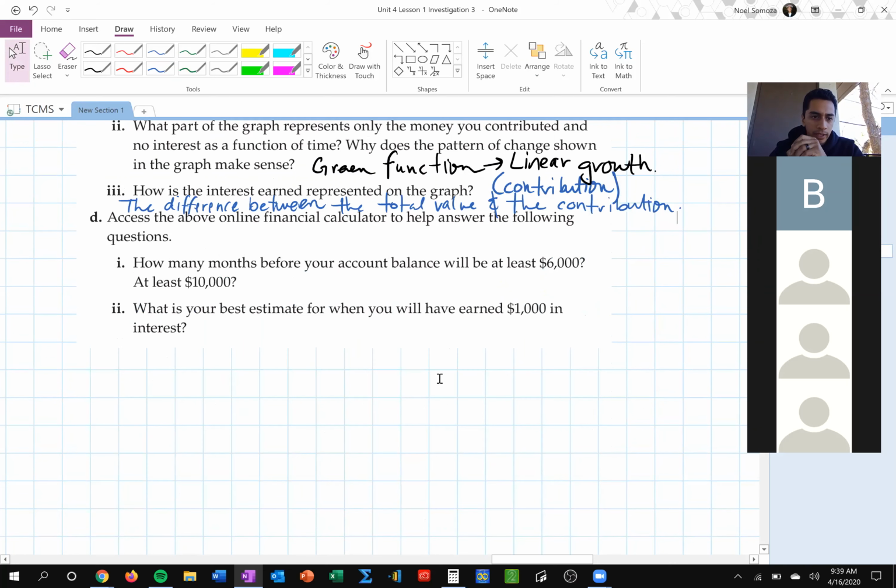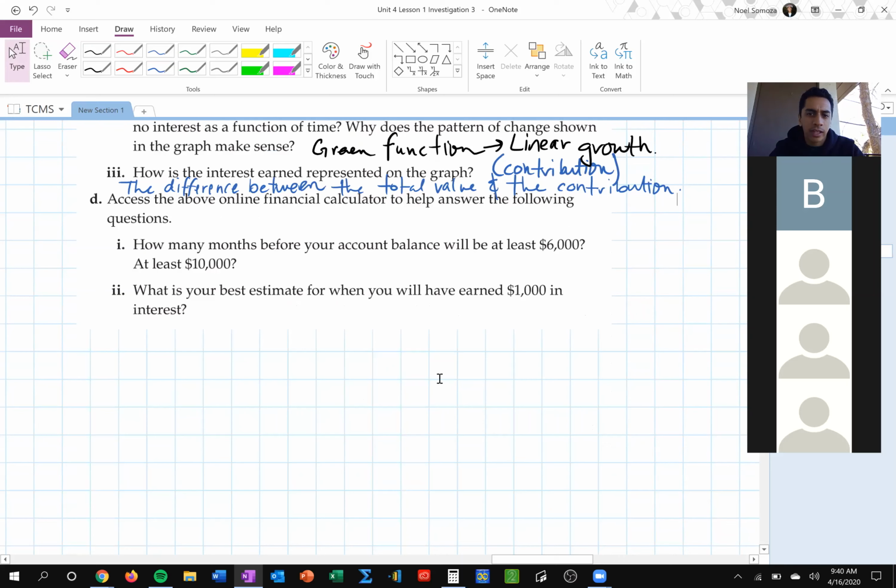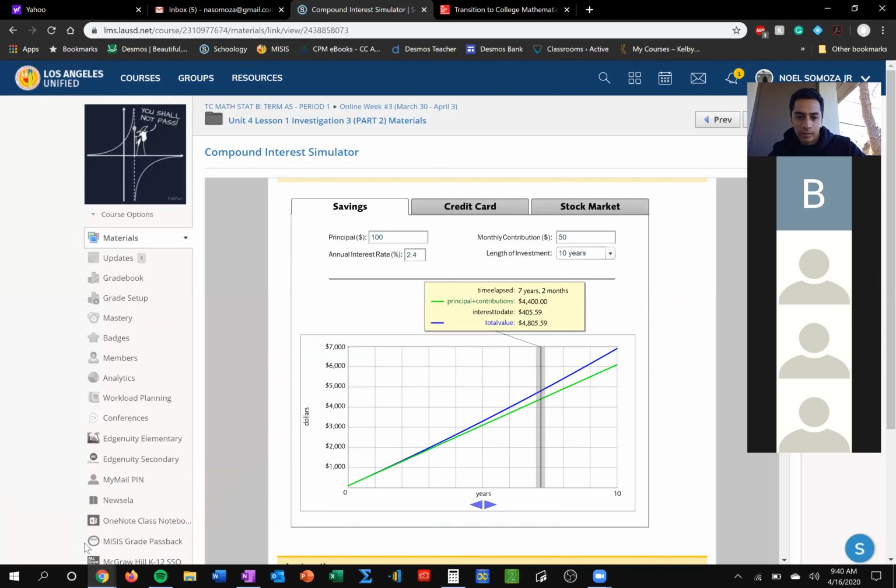All right. So now for part D, it's asking us to access the above financial calculator to help answer the following questions. How many months before your account balance will be at least 6,000? And then how many months before your account balance will be at least 10,000? All right, so let's go back and see if we can figure this out. We want to know when it's going to be at least 6,000, and by that we mean the total value. So we don't want just our contribution to be 6,000. We want the whole thing.